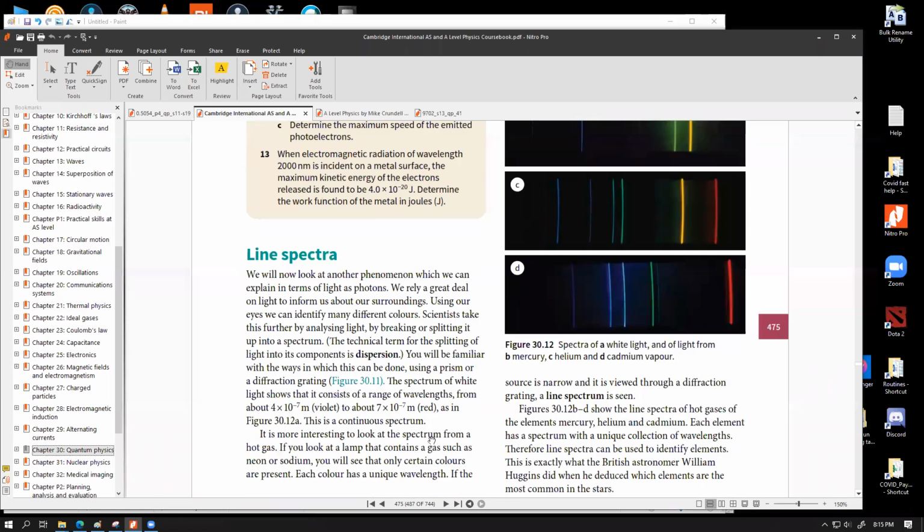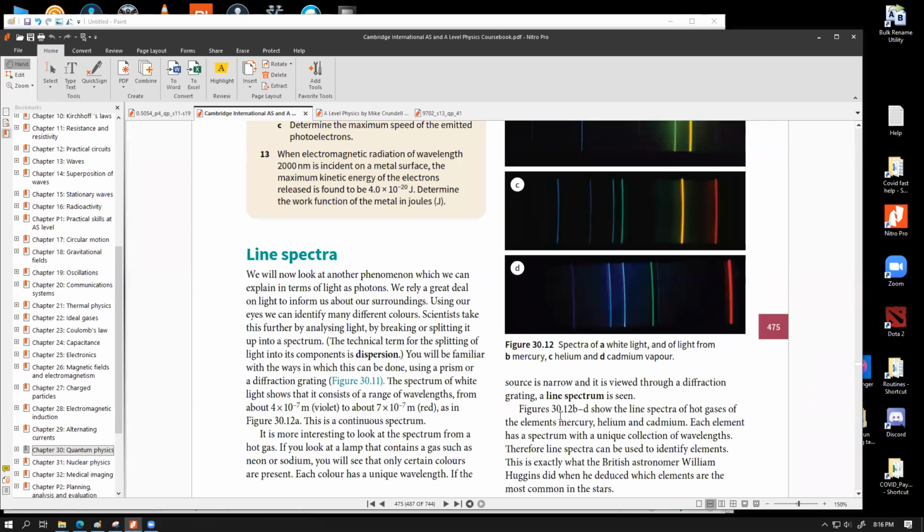It is more interesting to look at the spectrum from a hot gas. If you look at a lamp that contains a gas such as neon or sodium, you will see that only certain colors are present. Each color has a unique wavelength. If the source is narrow and it is viewed through a diffraction grating, a line spectrum is seen.